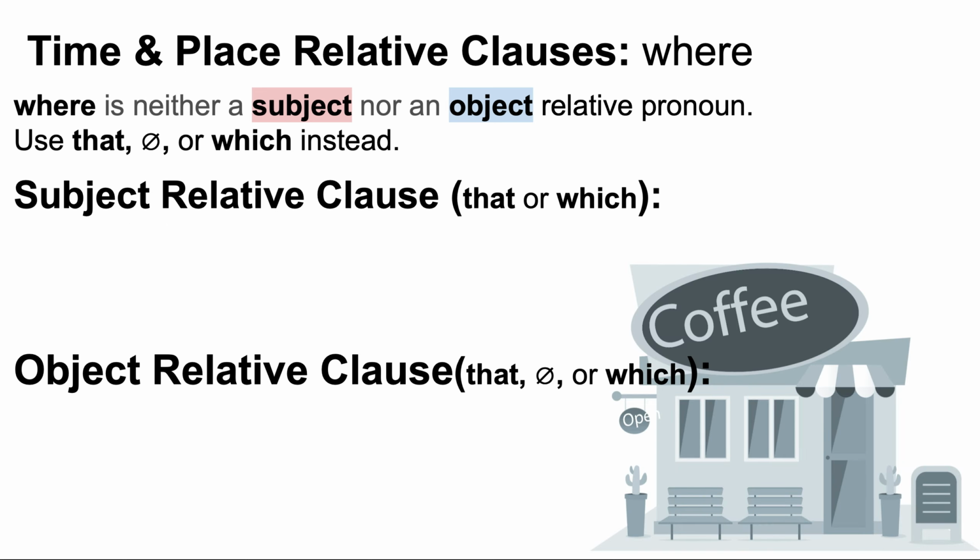A common mistake is to use where as a subject or an object relative pronoun. This is incorrect because where is neither an object nor a subject relative pronoun. For subject and object relative clauses, use that, the zero allomorph, or which instead. Let's look at an example with a subject relative clause.